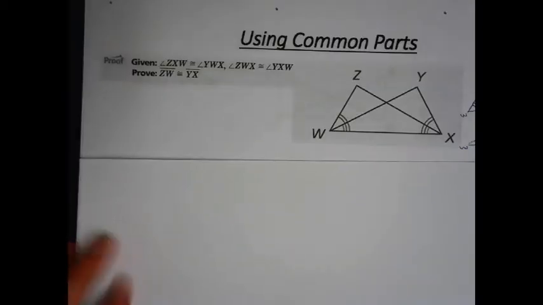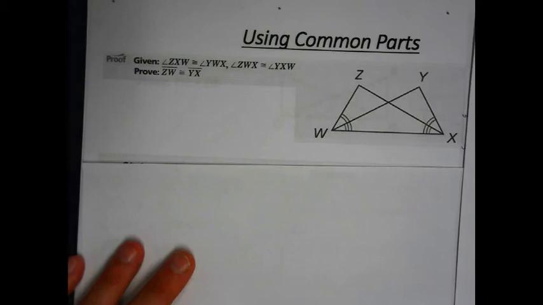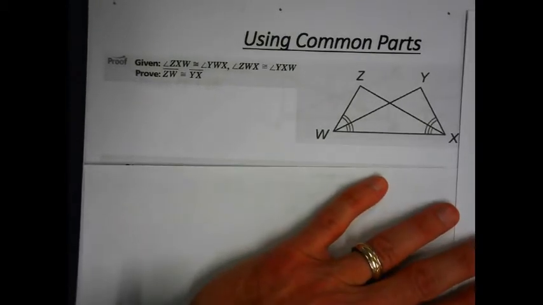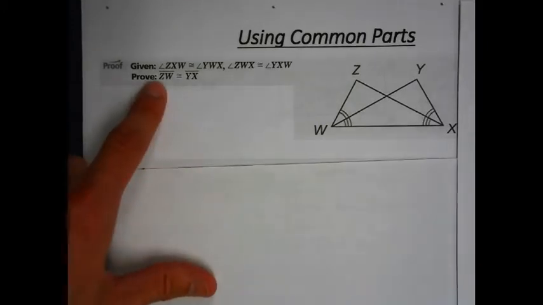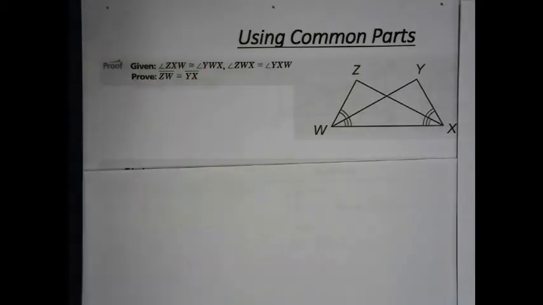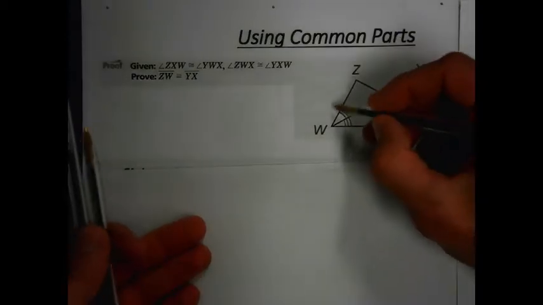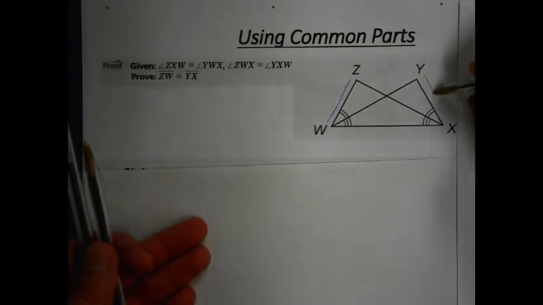All right, so let me hide a couple things so I can display it in parts, and we'll start with the proof. Here we have a diagram, clearly overlapping triangles. We got some stuff given, and we're going to prove that segment ZW is congruent to segment YX. So we want to look at the end game. We want to look to see, okay, we're going to prove segment ZW is congruent to YX.